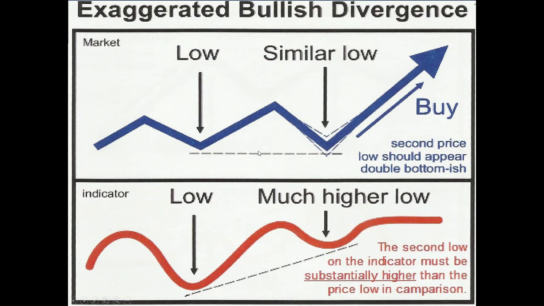And reverse bullish divergence, we have a double bottom. We have a double bottom at the price or something similar to a double bottom. As I say, it doesn't need to be perfect. And MACD should show a higher low.